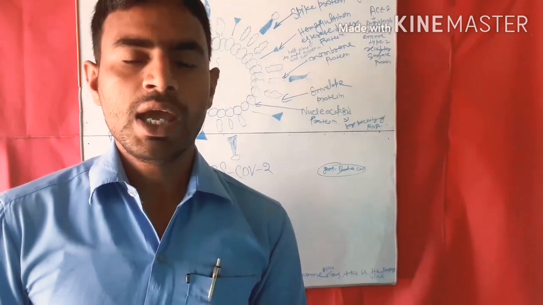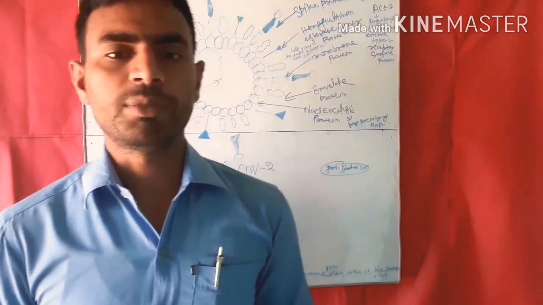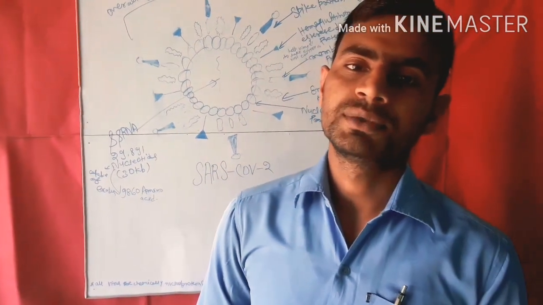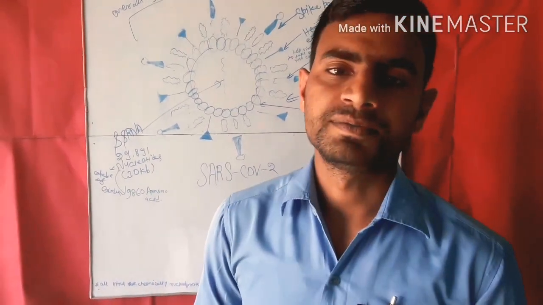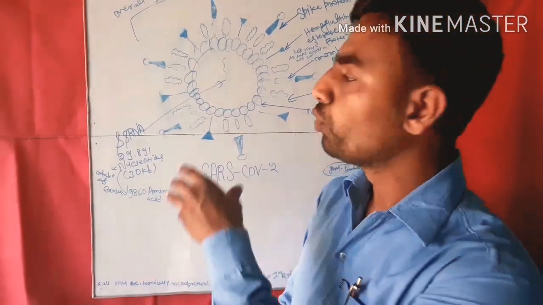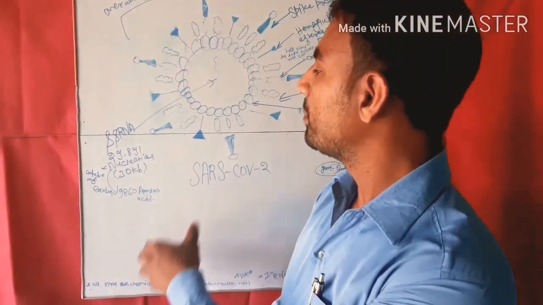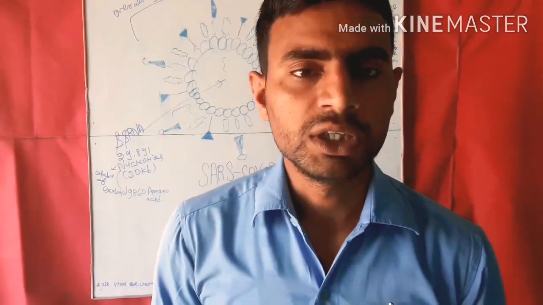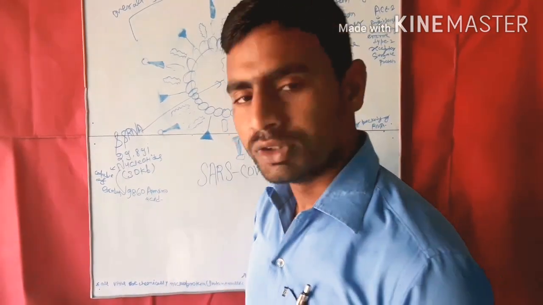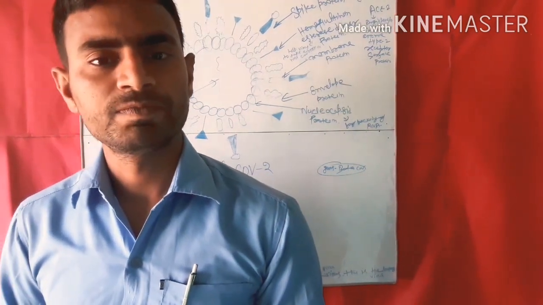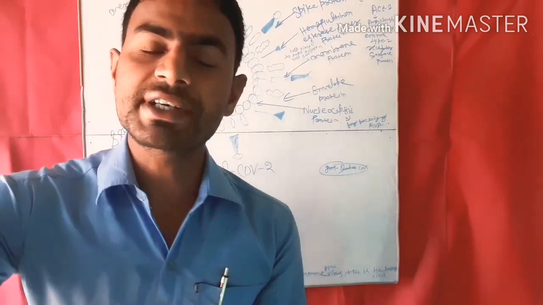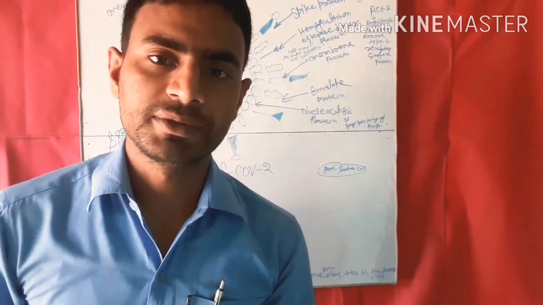Here, on the board, you can see the picture of COVID-19. Its size, or weight, is 400 to 500 nanometers. This weight is heavy. Due to this heavy weight, it cannot travel a long distance.